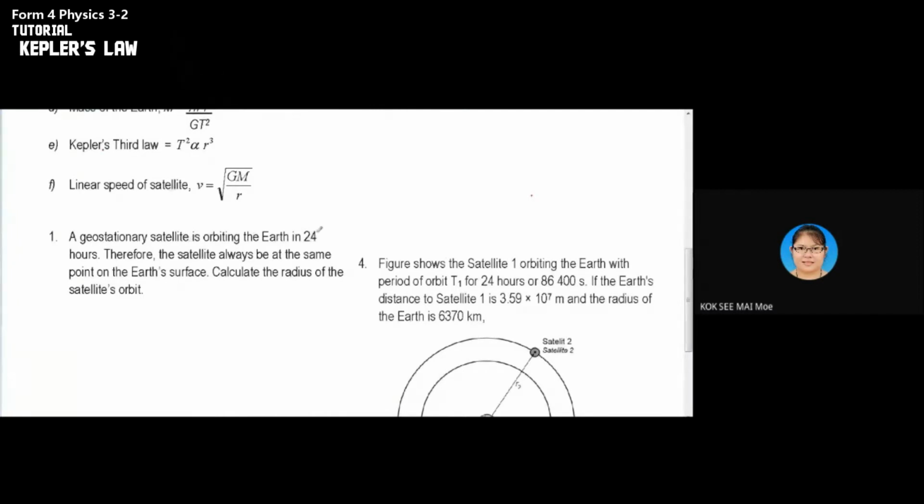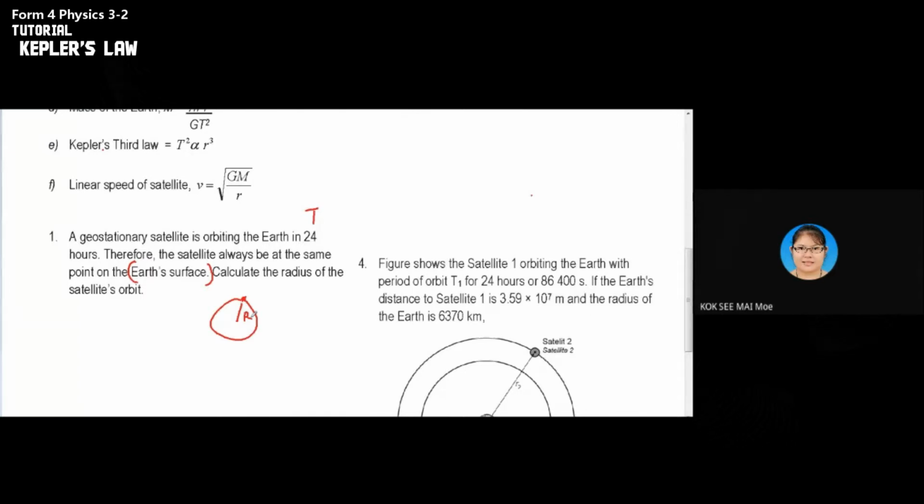They orbit in 24 hours. So first, they provide the time. Time taken is 24 hours, but we never use hours, we need to use seconds. Therefore, the satellite is always at the same point on the Earth's surface. For the Earth's surface, we don't need to count the extra h, it's just the normal radius. Now you need to calculate the radius of the satellite orbit.